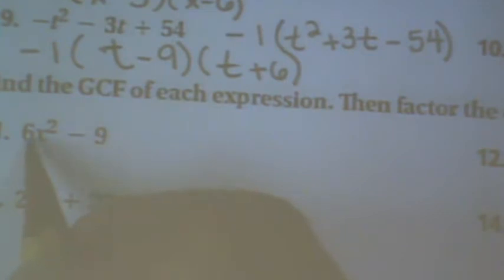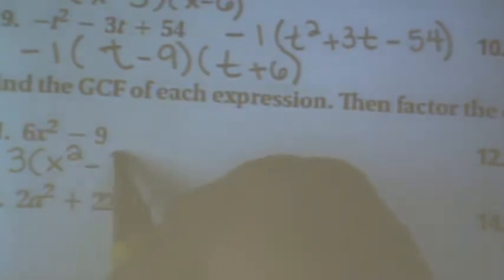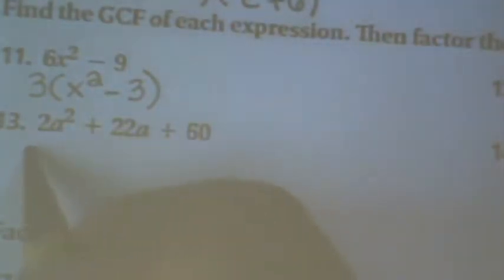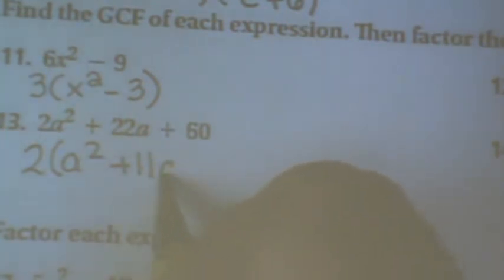The next set, you are asked to find the greatest common factor and then factor that number out. So for this one, there's a 3 that's common. You're going to pull the 3 out. You're left with x squared minus 3. For 13, you can take a 2 out. You're left with a squared plus 11a and then plus 30.